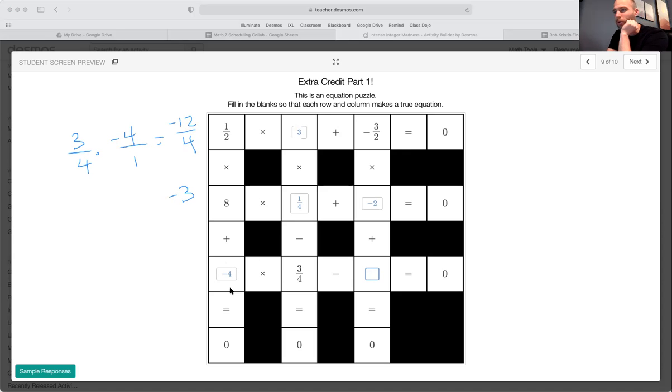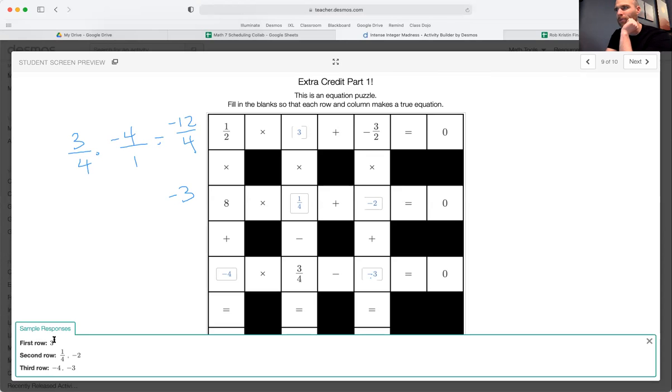And so when you multiply these two things, you get negative 3. And I want to subtract something so that it equals 0. Well, negative 3 minus negative 3 is 0. Any number minus itself is always 0. Let's see if I got that right. Let's check the sample responses again. First row should be 3. Second row should be 1/4 and negative 2. Good. And third row should be negative 4, negative 3. All right, we got that one right.